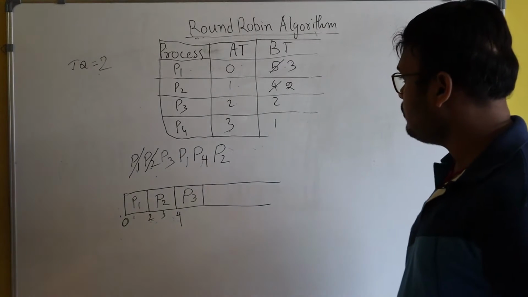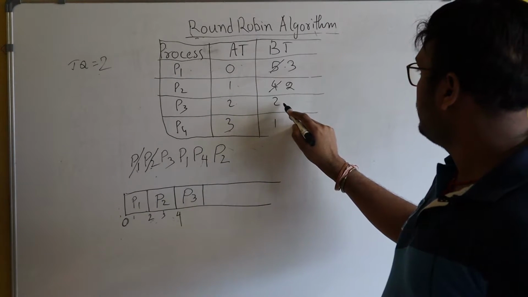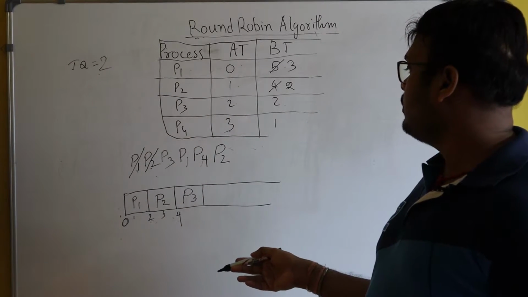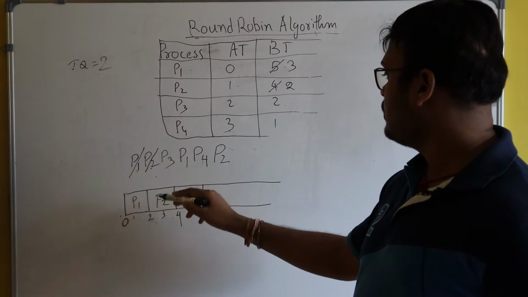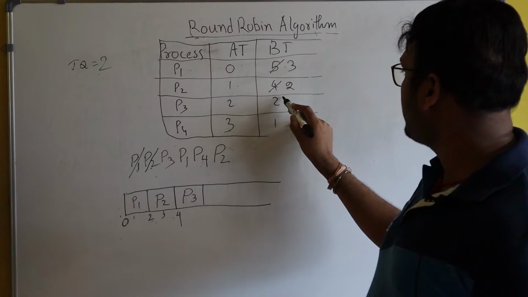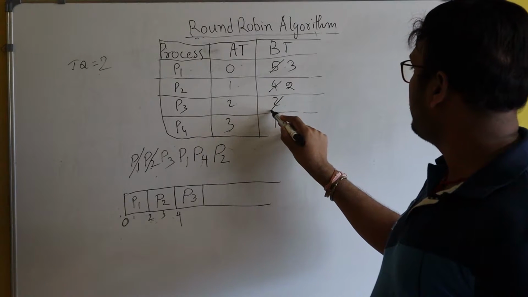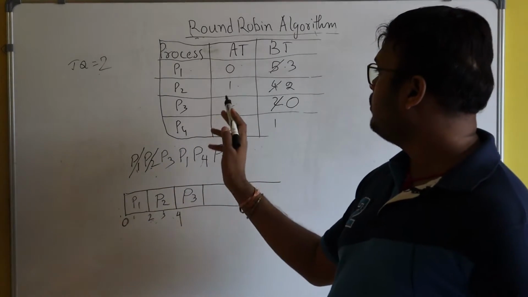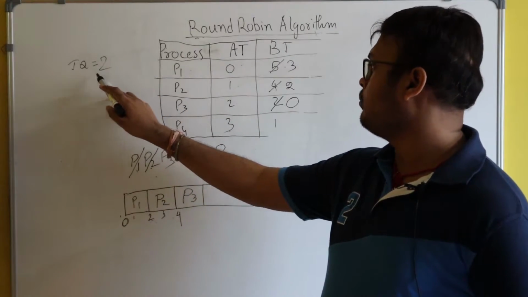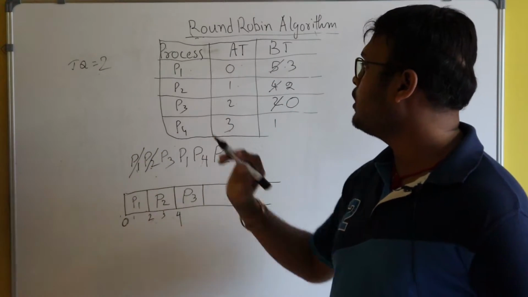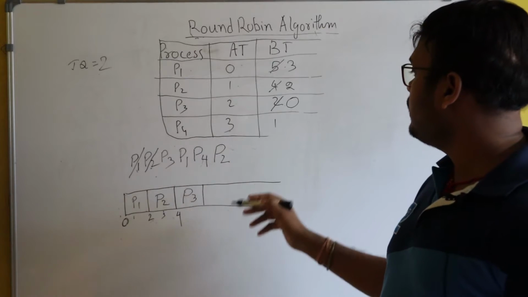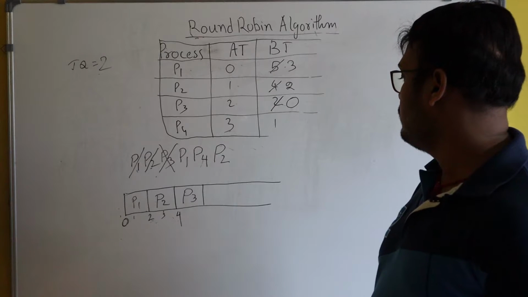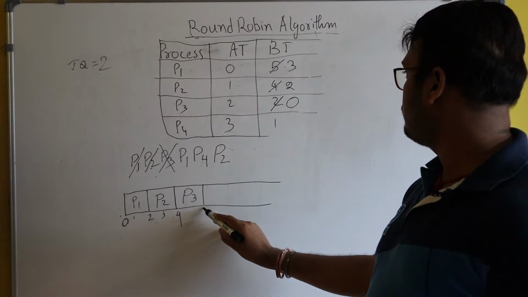And you see the burst time of P3 is 2 seconds, and time quantum is also 2 seconds. So P3 will run for 2 seconds, and it means P3 will be completed, since the burst time and time quantum are equal. So here I will remove P3. P3 is done. Okay. So 4 to 6.